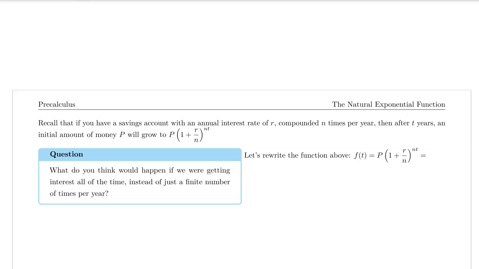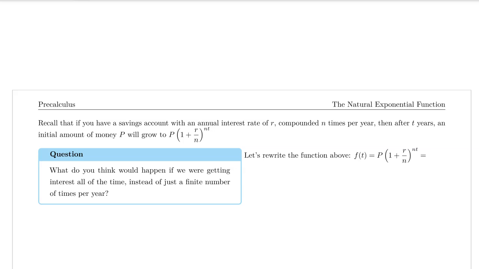All right, let's move away from talking about zombies and go back to talking about money. In a previous video, we talked about compound interest. Recall that if you have a savings account with an annual interest rate of r compounded n times per year, then after t years, an initial amount of money P will grow to the amount P times (1 + r/n) to the power of n times t.